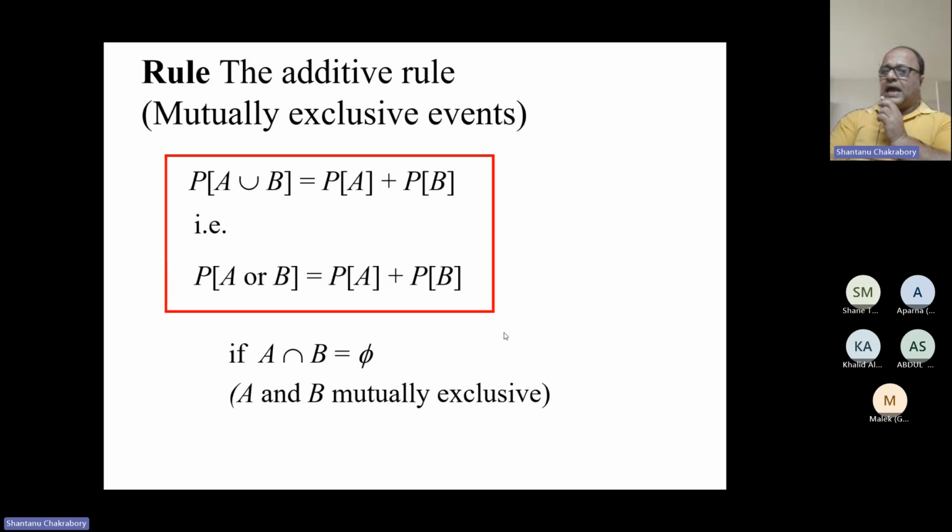The additive rule. So the additive rule is for mutually exclusive events. Mutually exclusive events are those where, for an event A and an event B that are happening, they don't have any common element. So that type of event is said to be a mutually exclusive event. What is a mutually exclusive event? Mutually exclusive events are those where there is no common element between the two events.